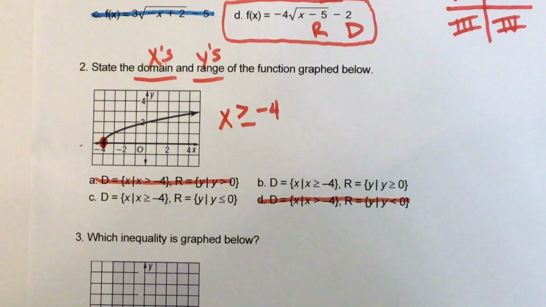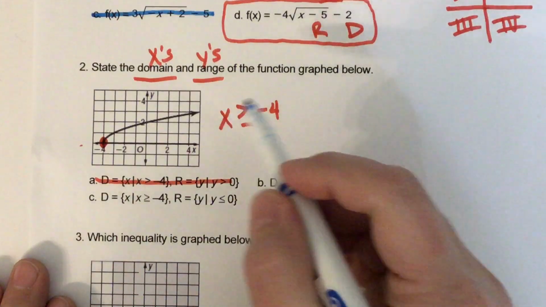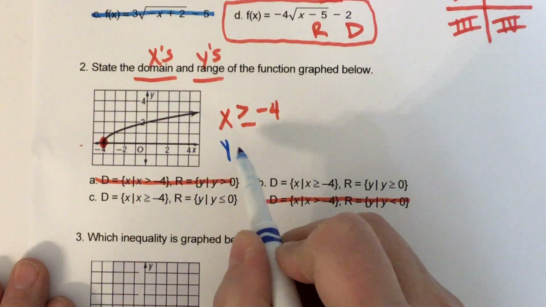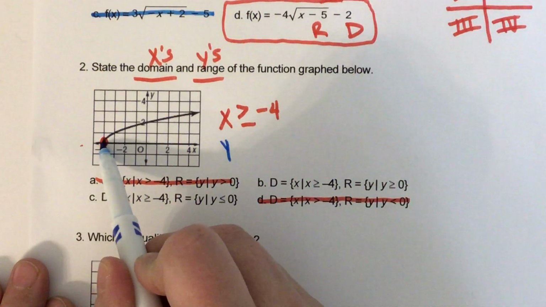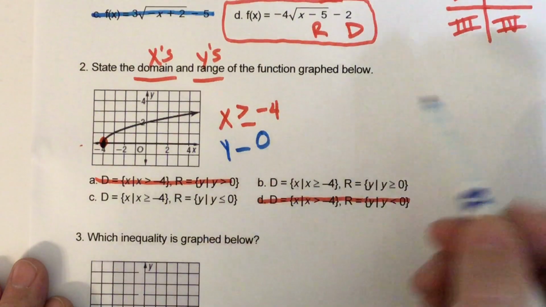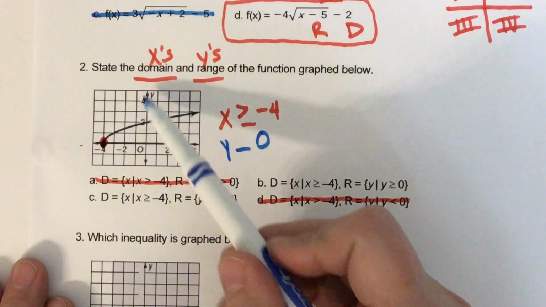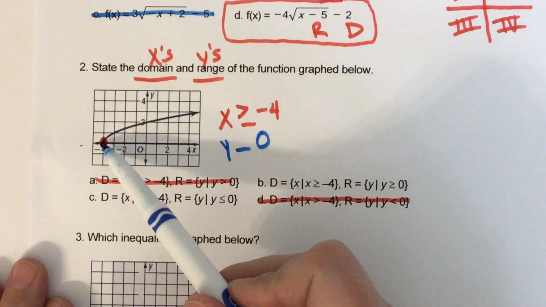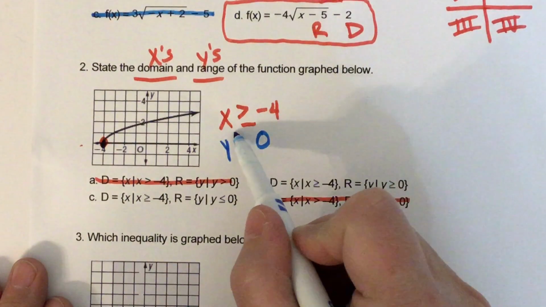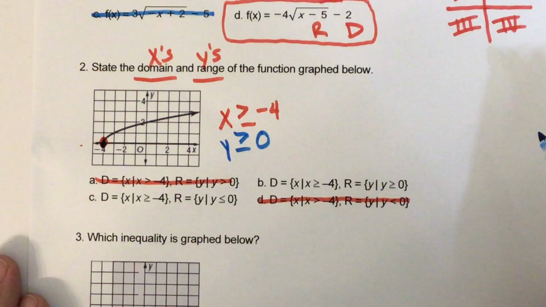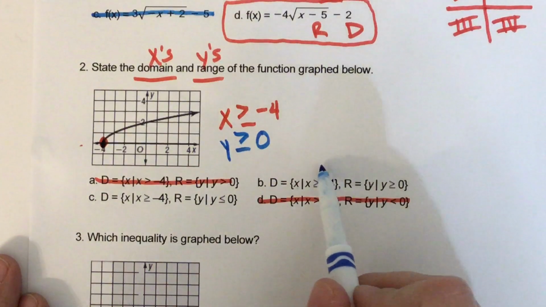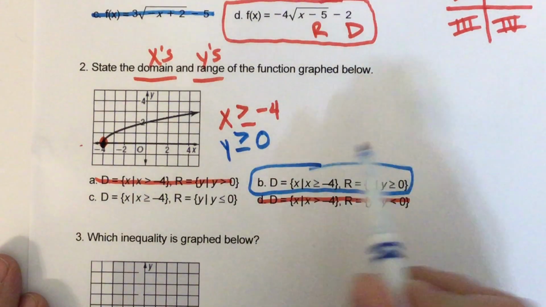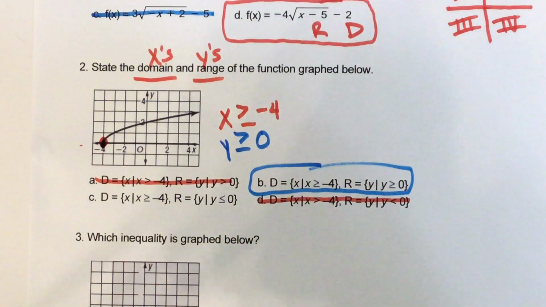Okay, now let's look at range. So range are about your y's. So my y value right here is 0, so it equals a 0. Now with y's, you think up and down. So this graph is going up, up, up, up, up, so y's are getting greater. And so which one says that? B says it.